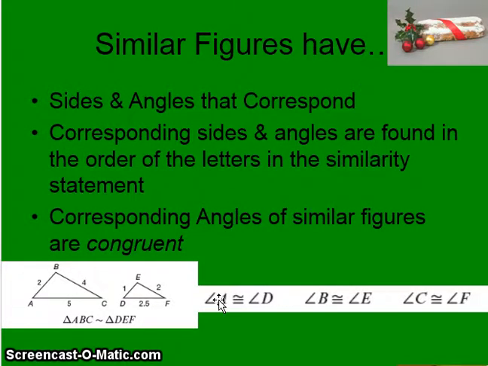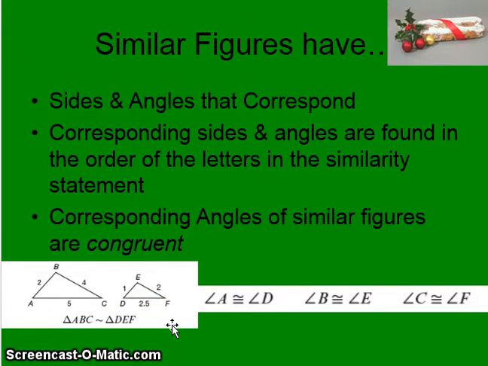Similar figures have sides and angles that correspond, or kind of go with each other. Corresponding sides and angles are found in the order of the letters in the similarity statement. So, in this case, triangle ABC corresponds to triangle DEF in that A corresponds to D, the first letter, angle B corresponds to angle E, the second letter, and angle C corresponds to angle F.